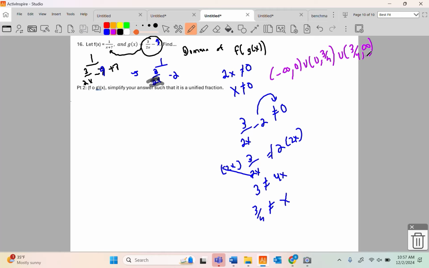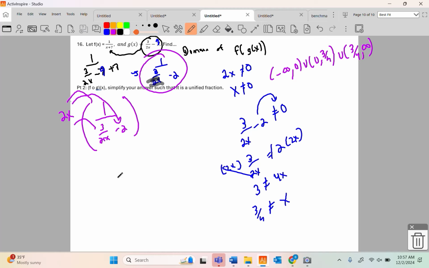All right, part 2. Find f of g of x such that it is a unified fraction. So we're going to take this guy right here and multiply it by the LCD, which is 2x. We're going to 2x every single piece. 2x times 1 is 2x. Think about this: 2x times 3 over 2x, the 2x's cancel. And then 2x times minus 2 is minus 4x.